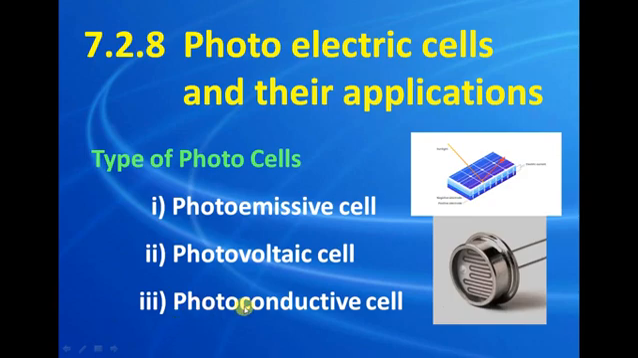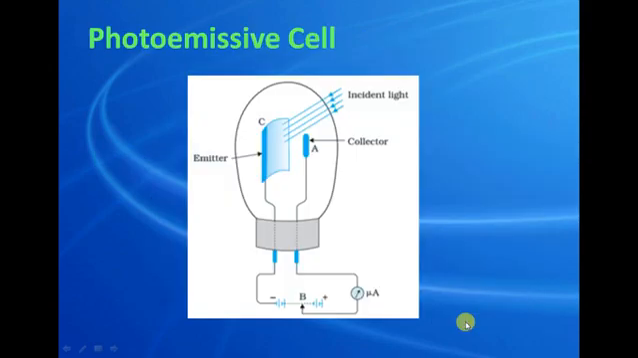Next we see the photoconductive cell. Here is the picture of a photoconductive cell. Here the resistance of the semiconductor changes in accordance with the radiant energy incident on it. Next we see the photoemissive cell. First we see the construction of the photoemissive cell.